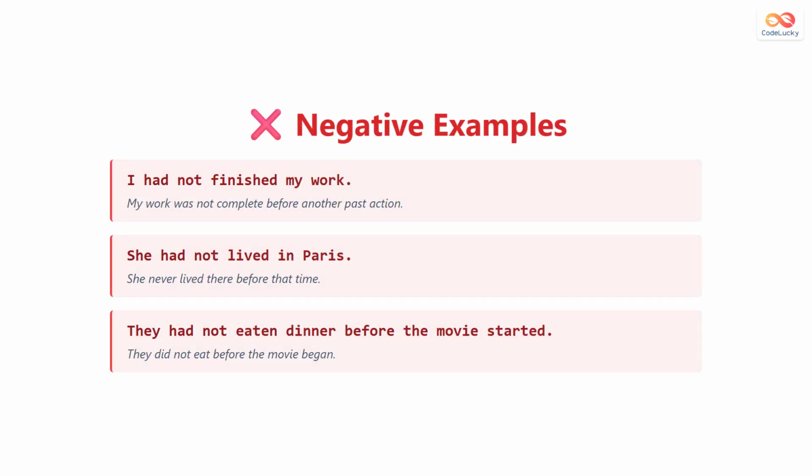Now let's look at negative sentences. I had not finished my work. This means my work was not complete before another past action. She had not lived in Paris. This shows she never lived there before that time. They had not eaten dinner before the movie started. This tells us they did not eat before the movie began.